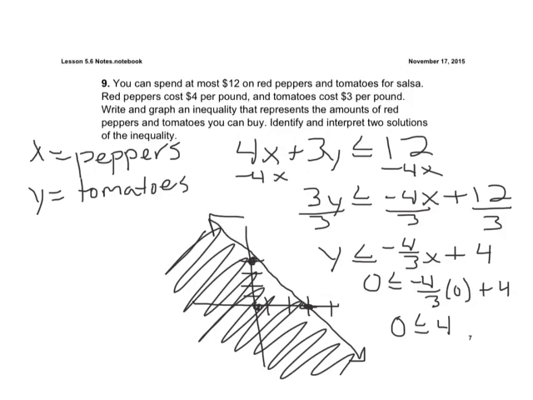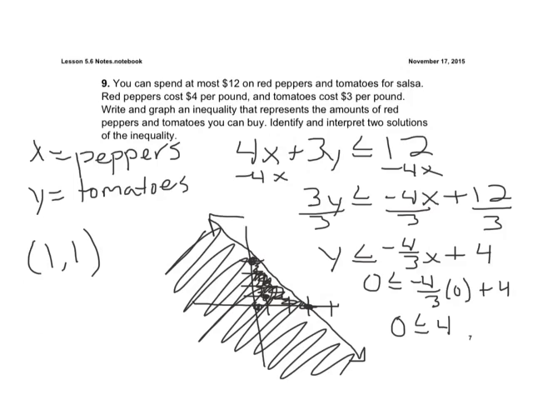Now really, for this graph, all we need is the positive area, because you can't really buy negative tomatoes and negative peppers. So we're only going to focus on this little positive area right here. Any points inside this little positive area would make this inequality true. They say to identify 2 solutions. Well, if we go to the point 1, 1 in there, we could buy 1 pepper and 1 tomato, and we'd still be under our $12. So 1, 1 would be a possible solution.